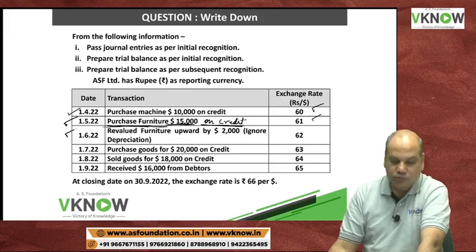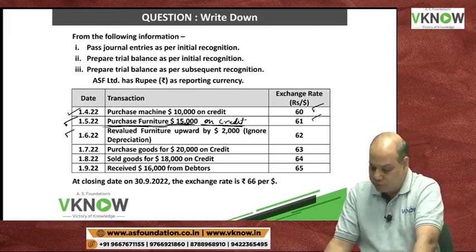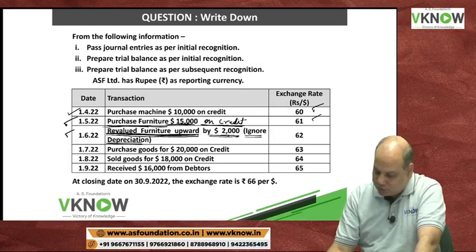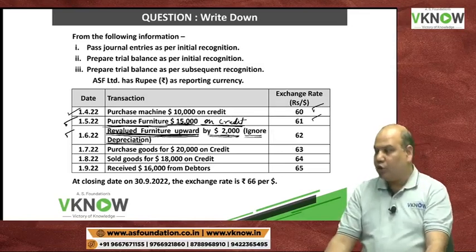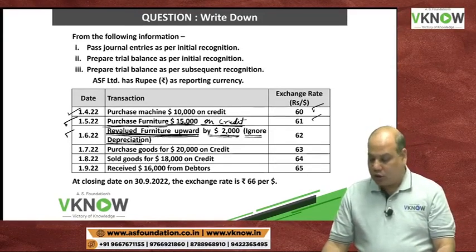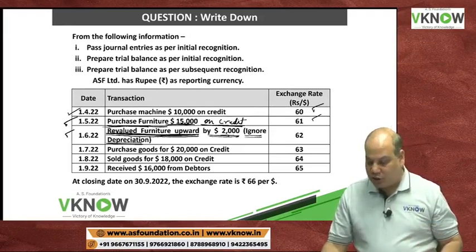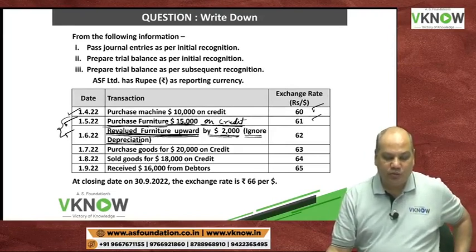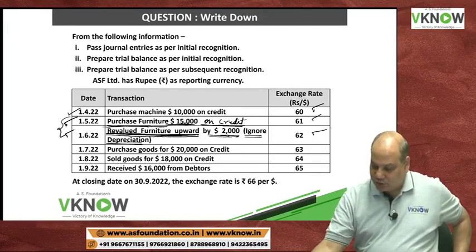1-6-2022. Another date, 1-6-2022. Revalued furniture upward by $2,000. To save time and space and energy, ignore depreciation. So we will not pass entry for depreciation. Depreciation ignored. Otherwise, before revaluation, you have to depreciate the asset for 1 month. So that is not to be done. 62 is the rate.